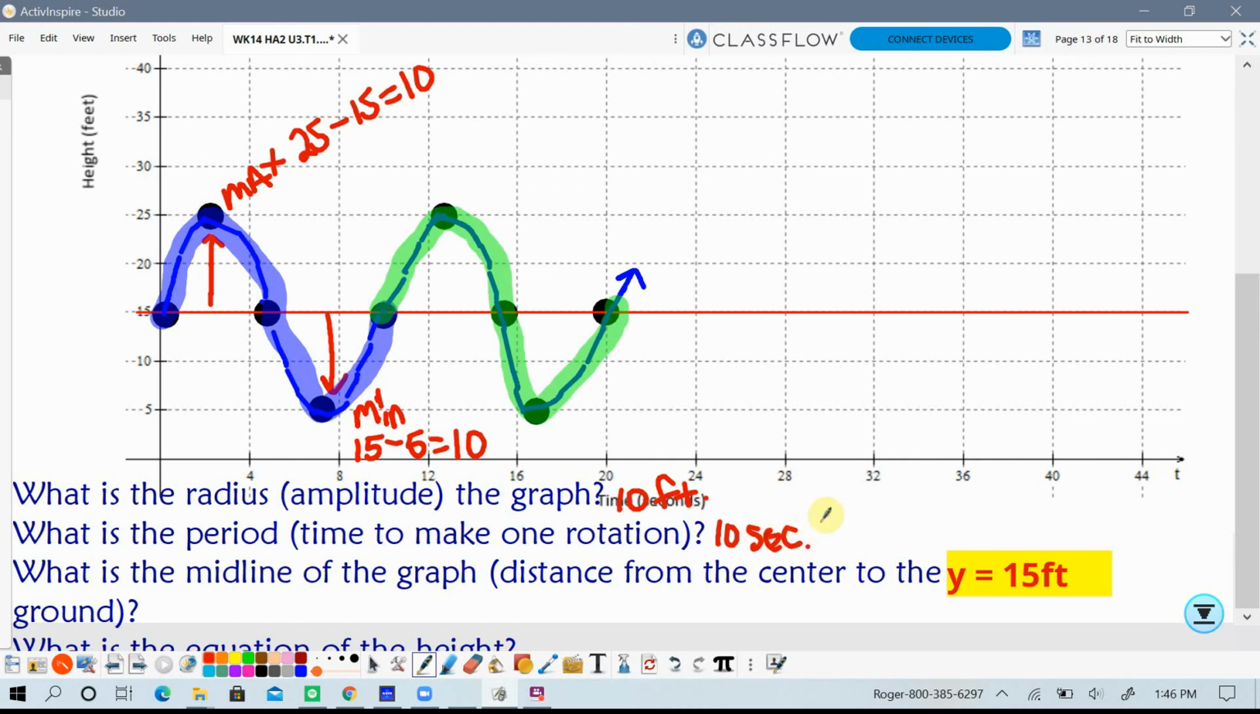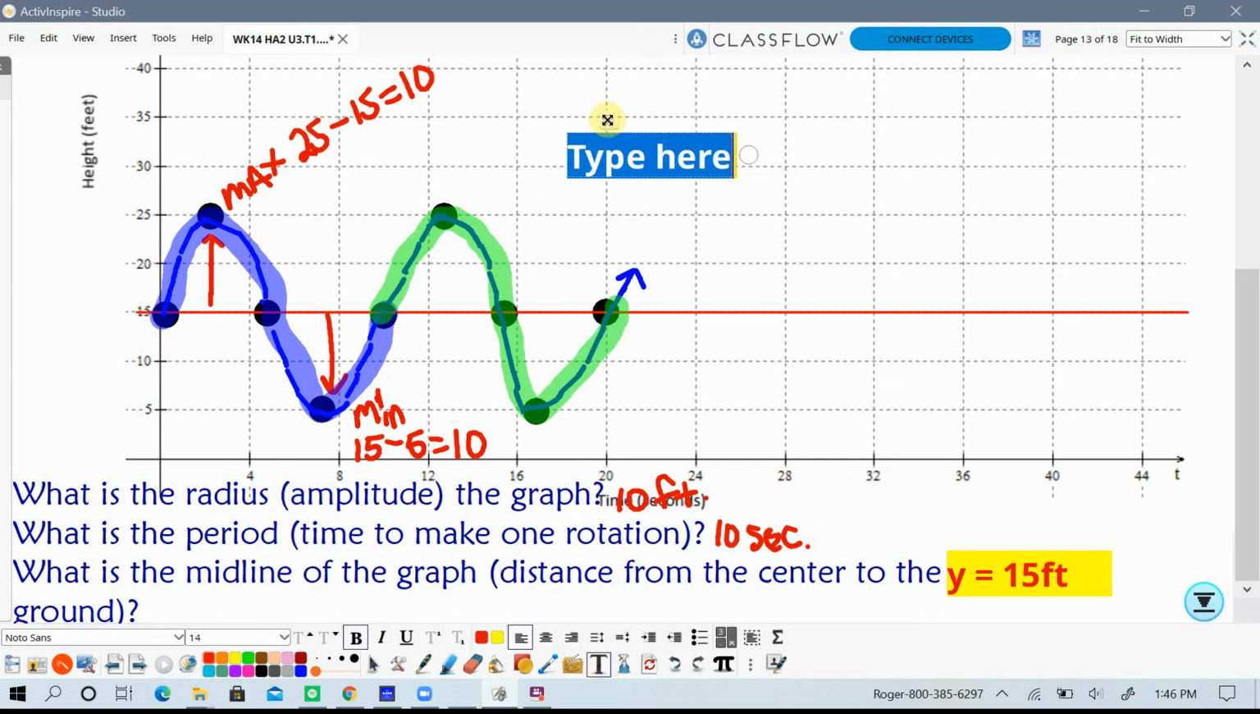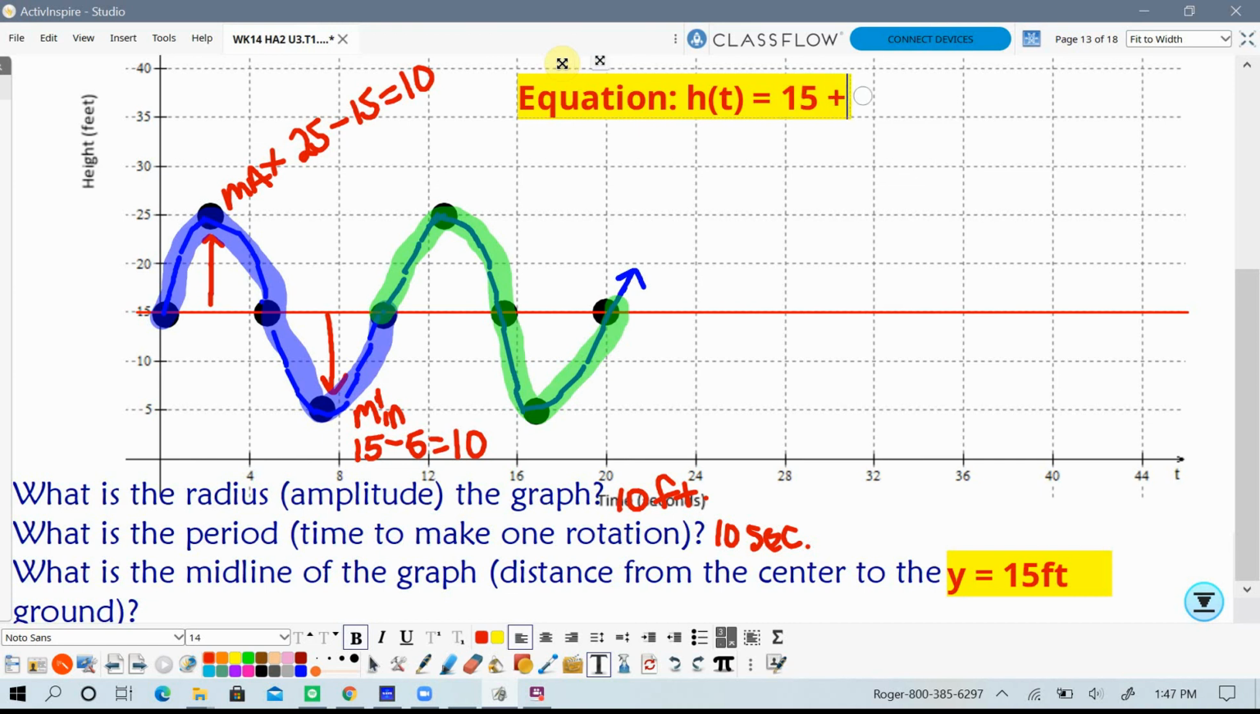Now that I have these 3 components, I am ready to write my equation for this graph. First of all, we're going to name the equation h of t, which stands for height as a function of time. You always want to make sure you give your equation a name. You begin with your midline, which was 15 feet. You add that to your radius, or your amplitude, which was 10.